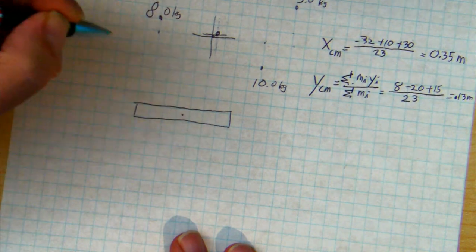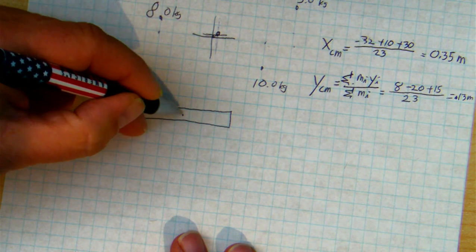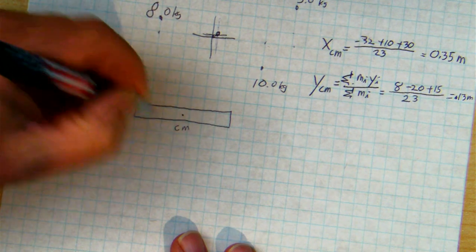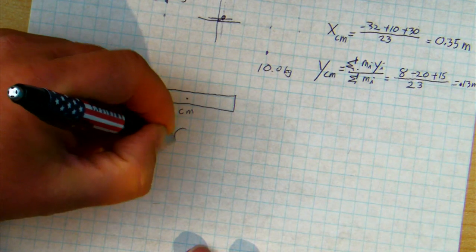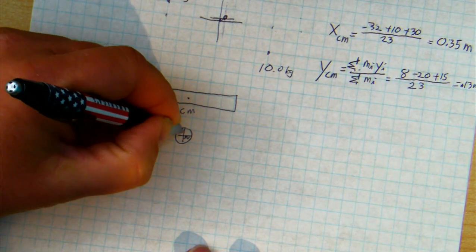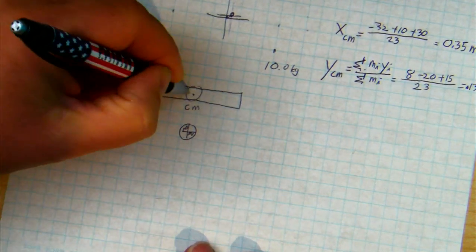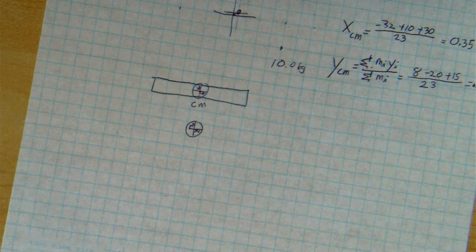And that is correct, right? So 1, 2, 3.5, 1, 2, 3.5. That is indeed the location of the center of mass. Oh, and there's a symbol for center of mass. I think it looks something like that. So you put that there, like this, and say that's the location of the center of mass.